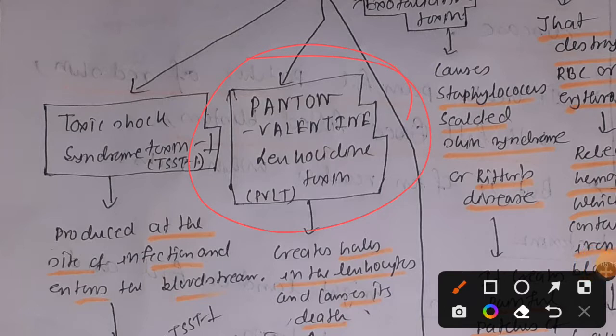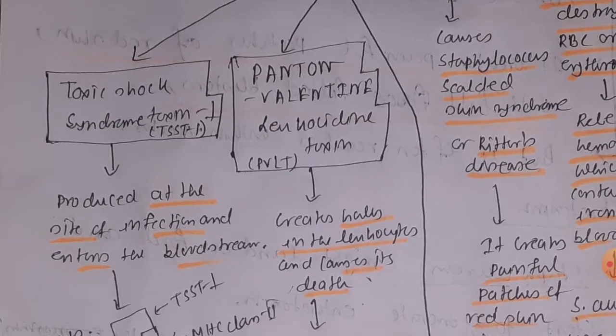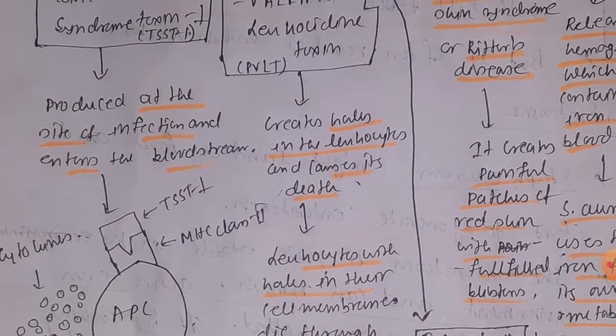This Panton-Valentine leukocidin toxin is a kind of boxer. So it will create pores in the leukocyte, which is an important immune cell, right? So as leukocytes now have pores in their cell membrane, they will die via necrosis.